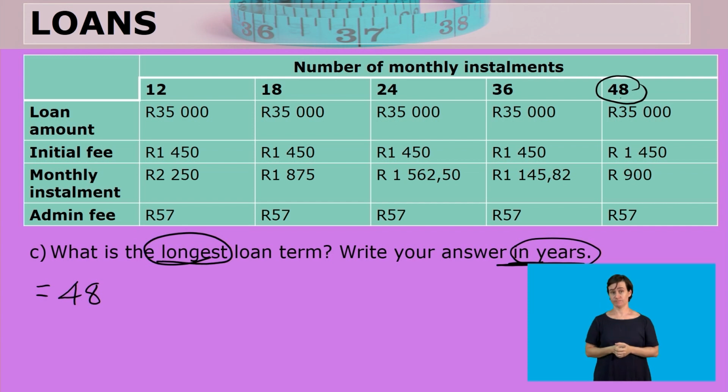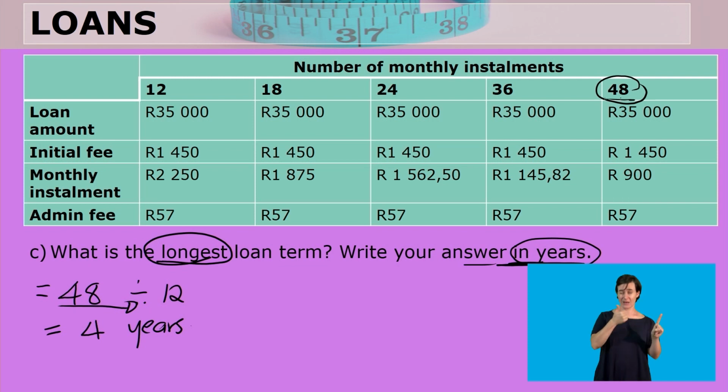Firstly, you need to identify or indicate the longest period. It's 48 months. Thereafter, write your answer in years. So you don't just jump to years, but you follow instructions correctly. We are going to divide by 12 so that you can find your years, because in a year we have 12 months. That's why we are dividing by 12. 48 divided by 12 will give you 4 years. So Mr. Jones, if he opts for 48 months, will be paying the loan over 4 years.